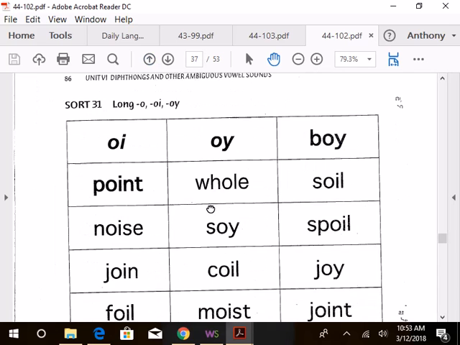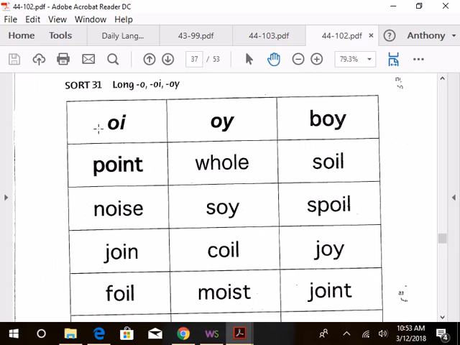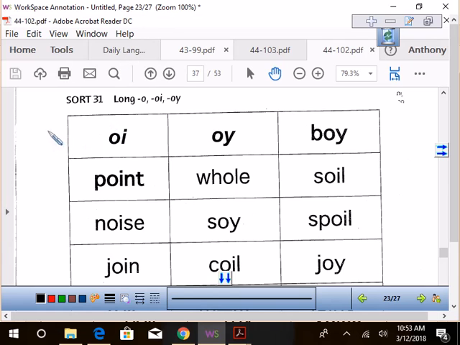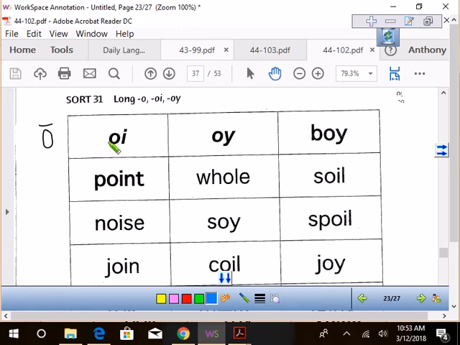Here we have it. So on our sort, we actually came up with a category of long O, right? We did an O with the long symbol above it, right? So I'm going to do this right now. Why don't you do that off to the side, just like I did? And let's color code them. We'll say long O is going to be blue, and whatever color you want to give it. Oi, O-I is going to be red for me. And Oi, O-Y is going to be yellow.